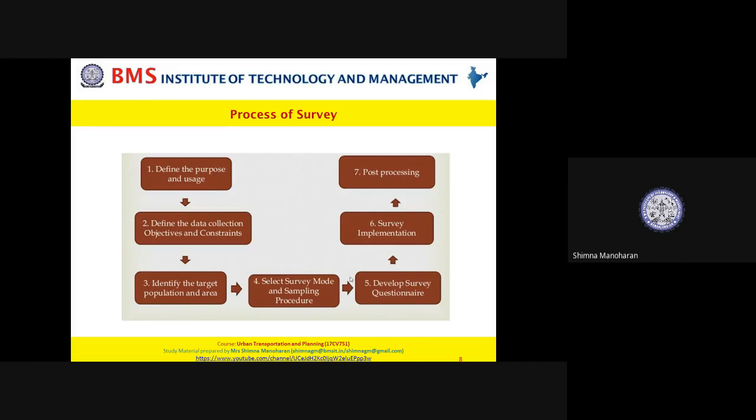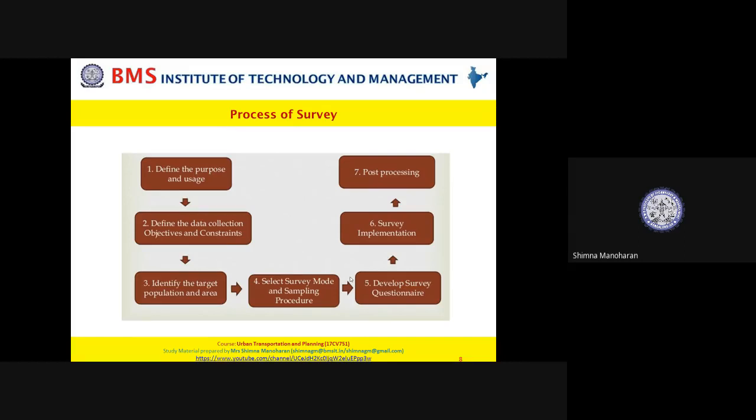So once you're done with the purpose and the usage of the data, and then you understand what are the objectives and what are the limitations or constraints, then you will be defining the target area or the target population. After you identify the target population, then you will be going for what mode of surveying and what sampling technique has to be opted.